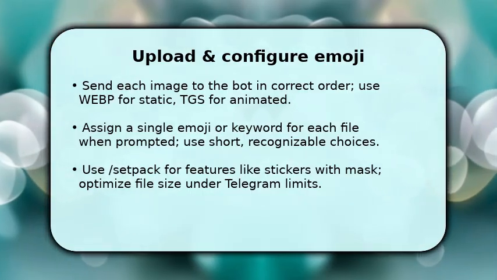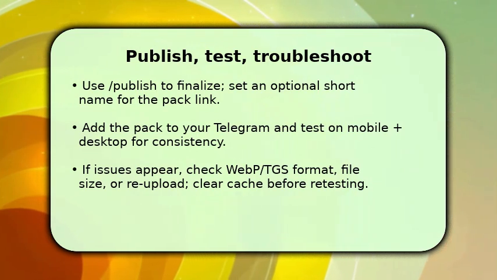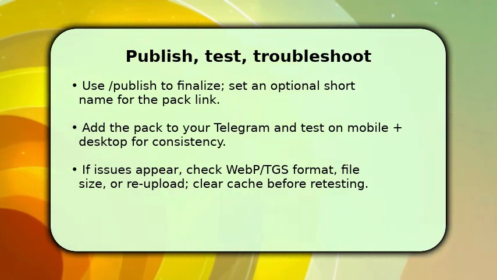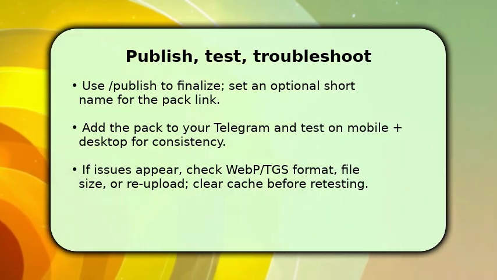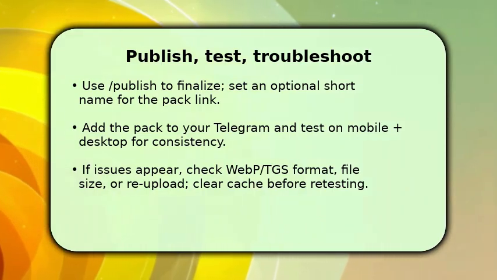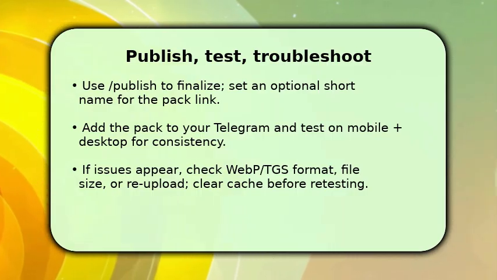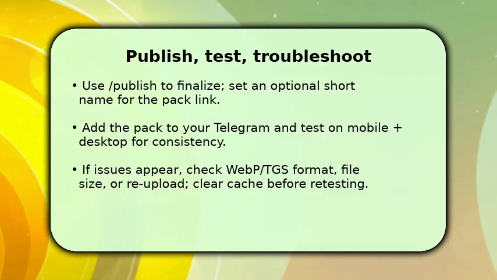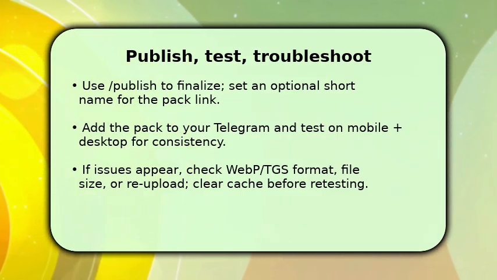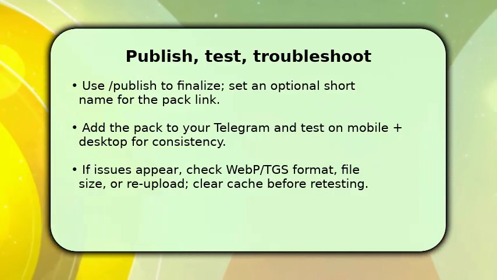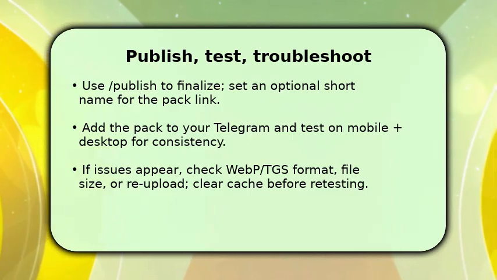Finish by sending /publish to the stickers bot and optionally define a short pack name for sharing. Then add the pack and test on your phone and desktop to confirm appearance, alignment, and animation timing. If something looks off, re-upload the problematic image after converting to the correct WebP or TGS format and ensure it's under the size limit. If the client still shows old data, clear Telegram cache and reopen the pack. That single troubleshooting step solves most visibility problems.